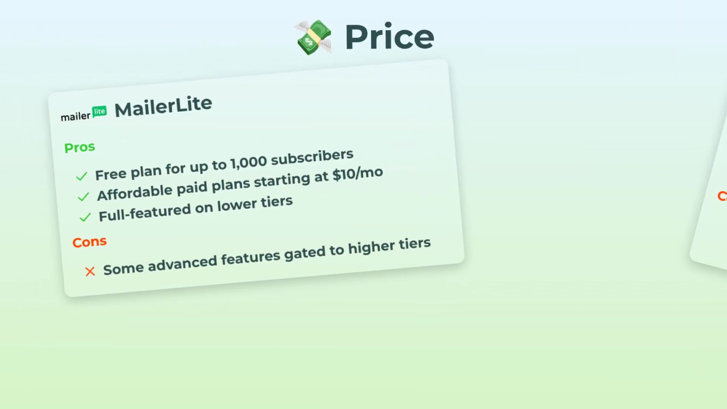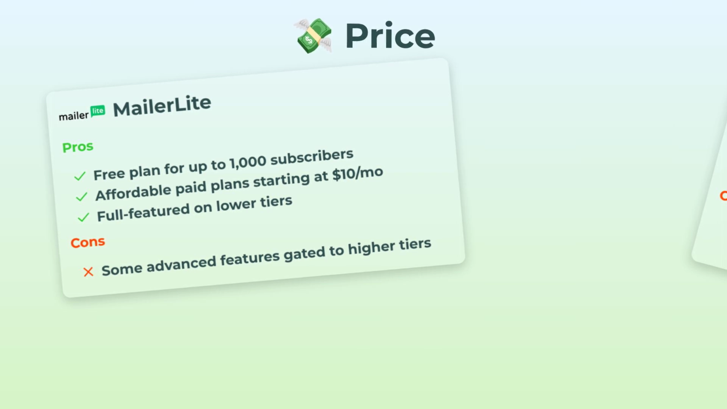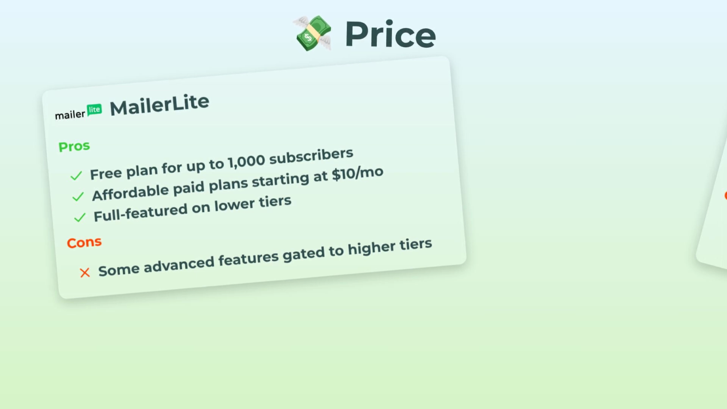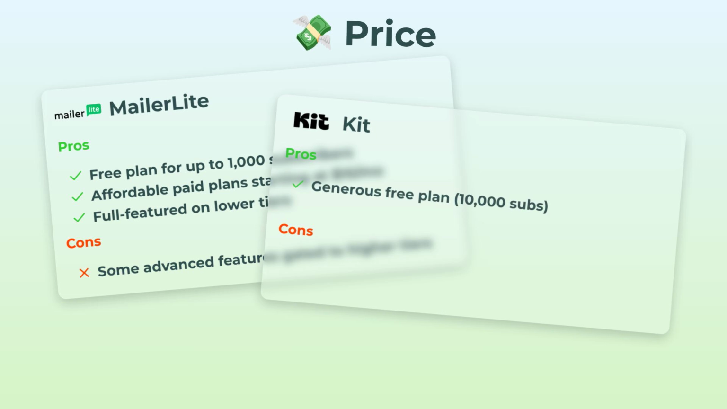MailerLite comes out swinging with a super generous free plan for up to 1,000 subscribers, and their paid plans are really affordable. They start at around $10 a month. Most of the core features aren't locked away on the higher tiers either, which feels refreshing. Yeah, you'll miss out on a few advanced goodies unless you upgrade, but for small businesses or anyone starting out, the value is honestly hard to beat.